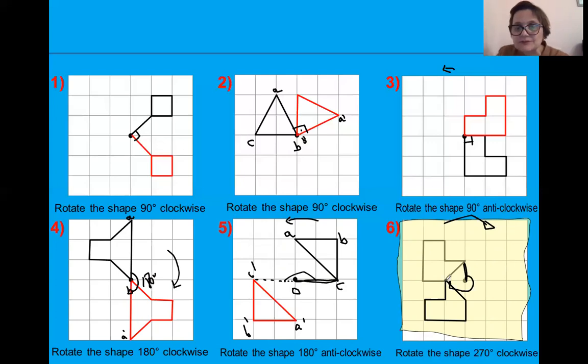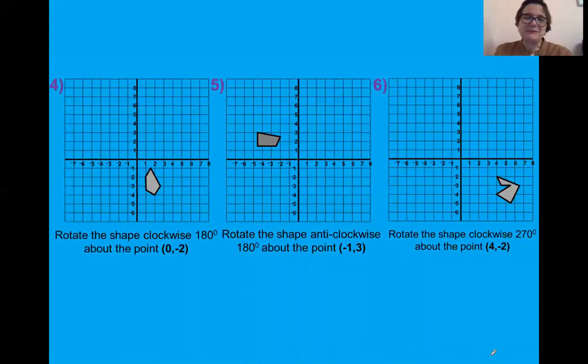So you see if I join this point here with this line, this is exactly the angle that I was looking for, 270 degrees clockwise. This is the new shape. And here is some independent work for you. You can draw all the pictures in your book and rotate each of the shapes.